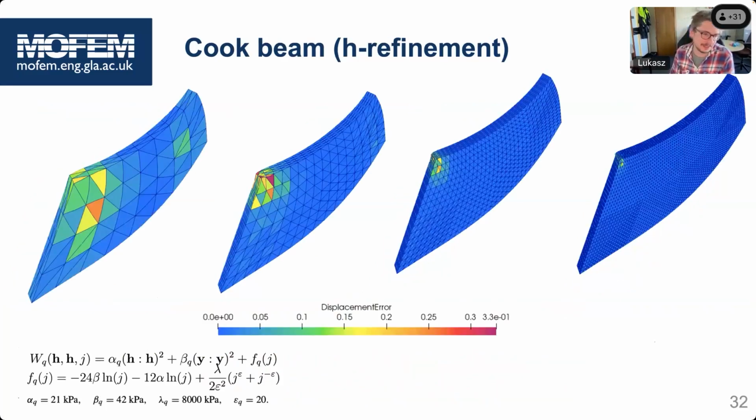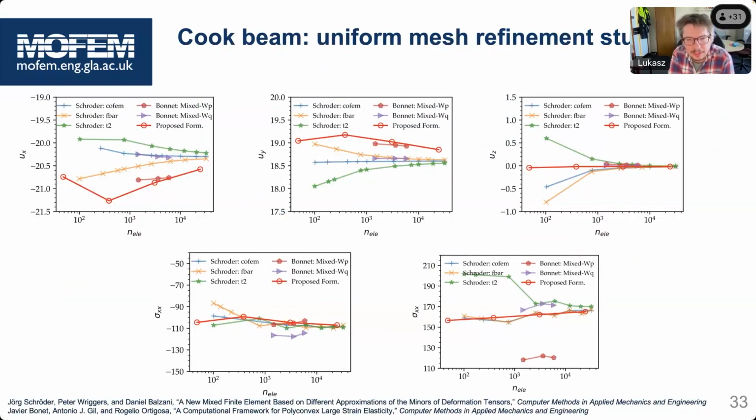This is the same story with h-refinement. You can see over here how this method performs compared to other methods in the literature, such as Peter Wriggers' paper, Antonio Gil, and Javier Bonet. It's not exact science when you compare those results, but you can see how this method works. It's pretty good.